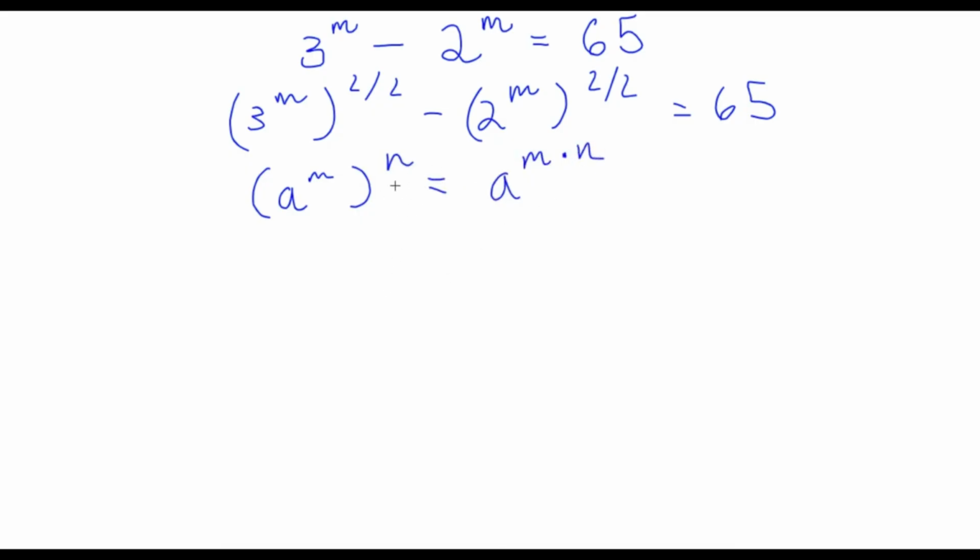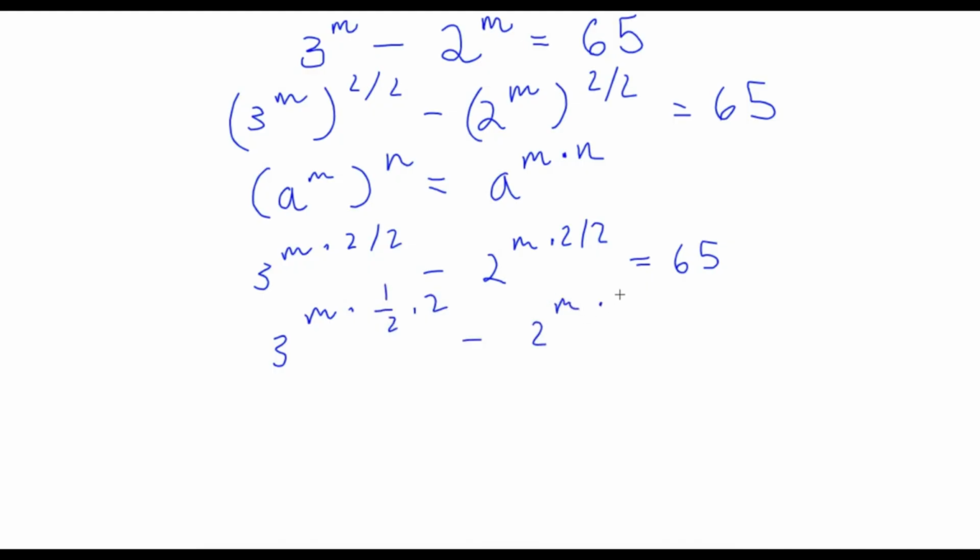So I'm going to use this exponential property for both 3 to the power of m to the power of 2 over 2 and 2 to the power of m to the power of 2 over 2. So now I have 3 to the power of m times 2 over 2 minus 2 to the power of m times 2 over 2 is equal to 65. Now, 2 over 2, this is the same thing as 1 over 2 times 2. So I'm going to rewrite 2 over 2 as 1 over 2 times 2 for both of them.